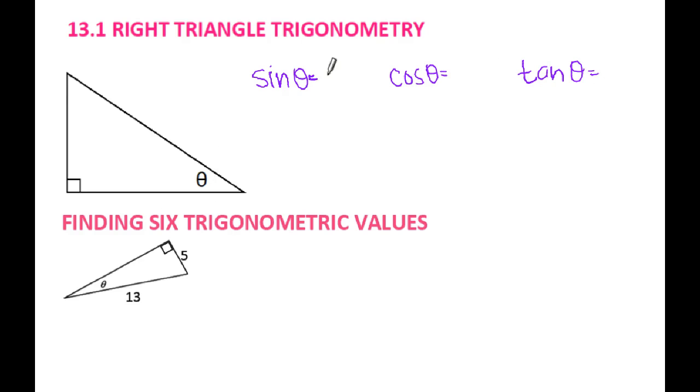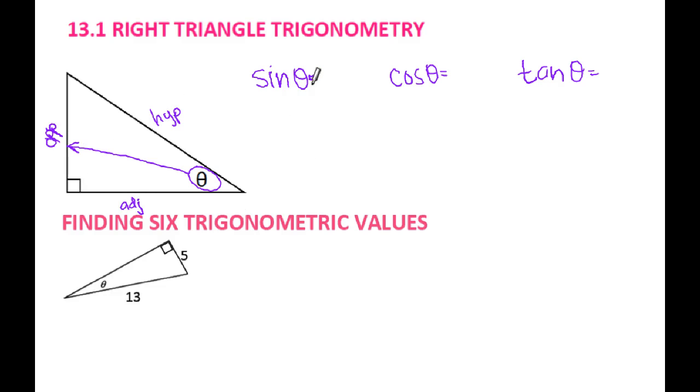When you're setting up these ratios, I highly recommend that you label the sides of your triangle. You're focusing on your angle. If you go directly across to the other side, that's your opposite. Across from the right angle is always your hypotenuse, and the side that's right next to your angle is your adjacent.